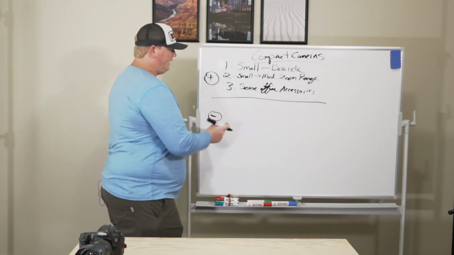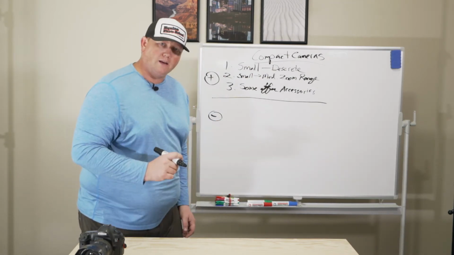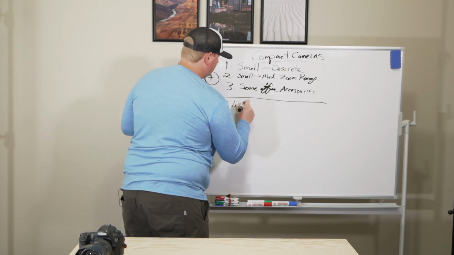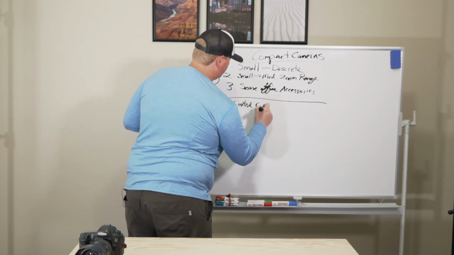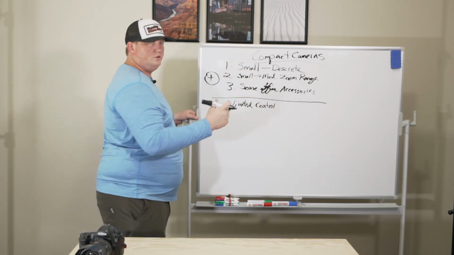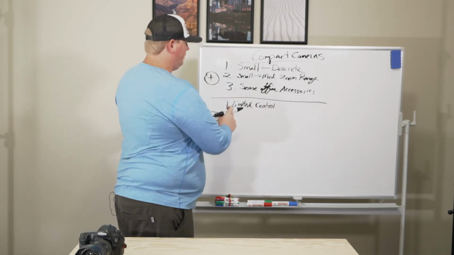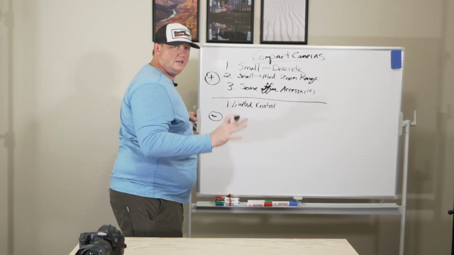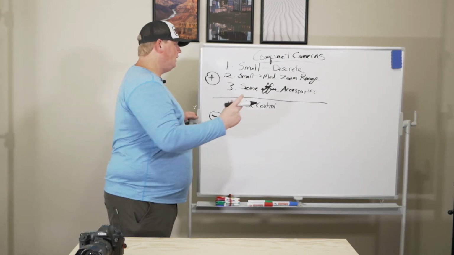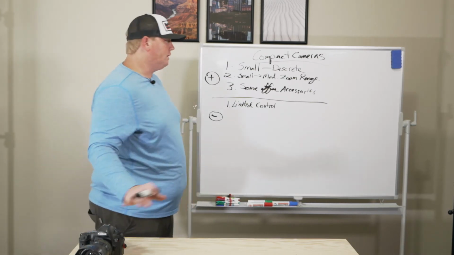Now, on to the negatives, right? What are the drawbacks of a compact camera? Okay, first of all, the first one is limited control. So you've got more control than you do on an iPhone or a phone. You've got a little bit more control, but it's not nearly as much. You're limited on your aperture, you're limited on your ISO. They're just not as capable as something like this. So we're going to get into that.